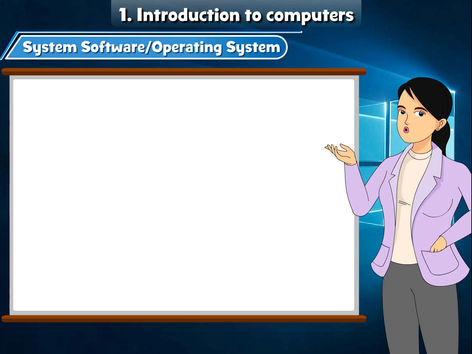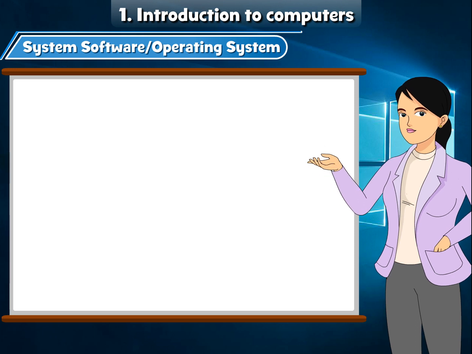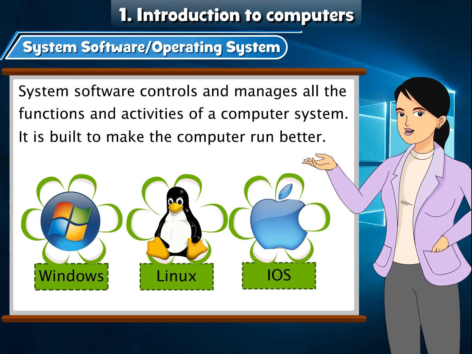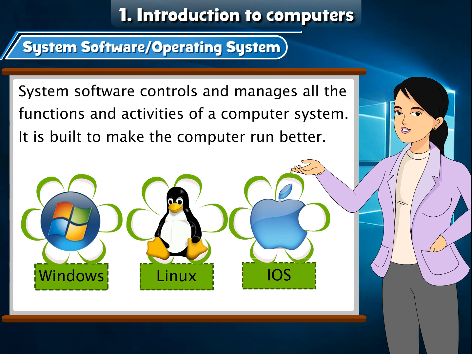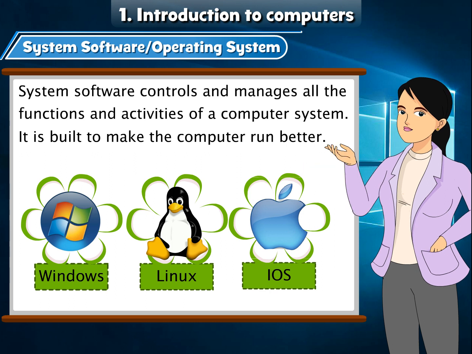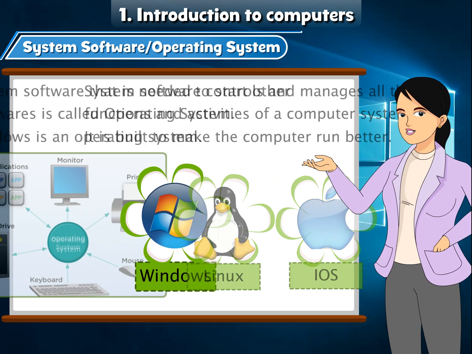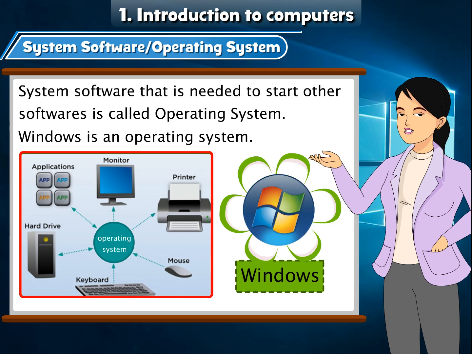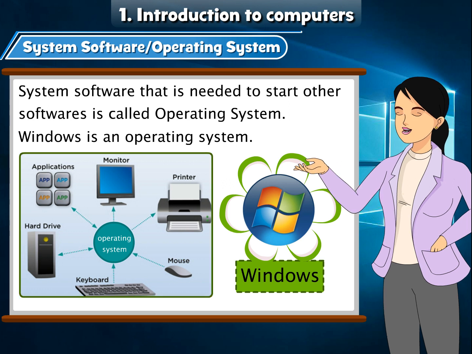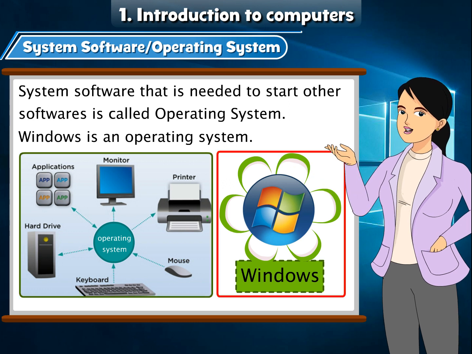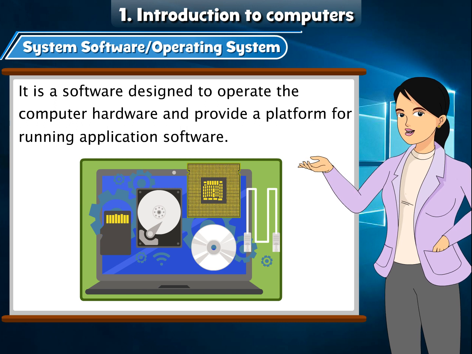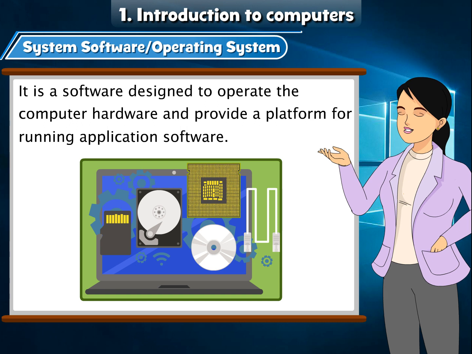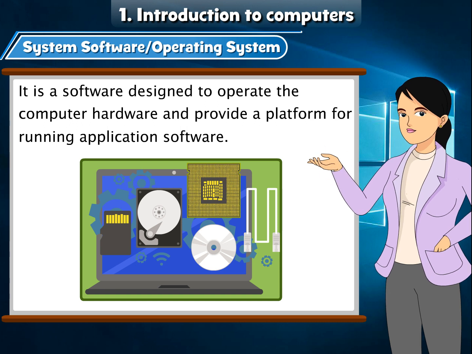1. System software or operating system. System software controls and manages all the functions and activities of a computer system. It is built to make the computer run better. System software that is needed to start other software is called operating system. Windows is an operating system. It is software designed to operate the computer hardware and provide a platform for running application software.